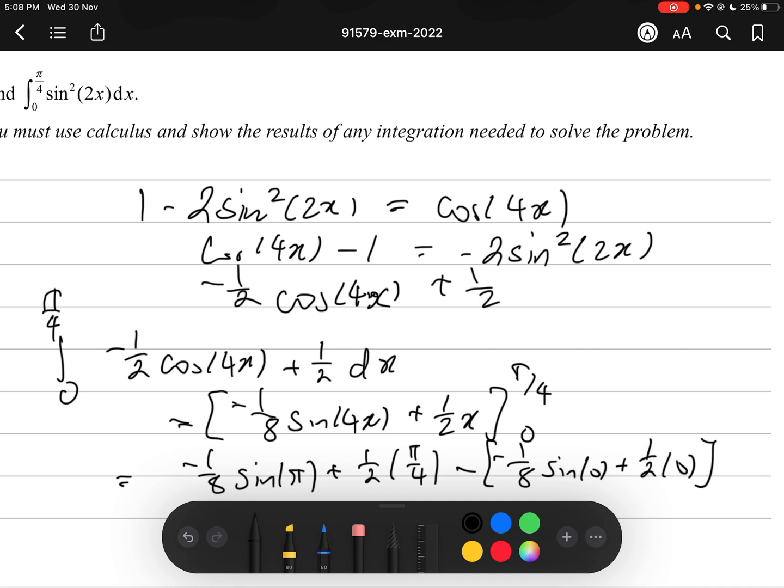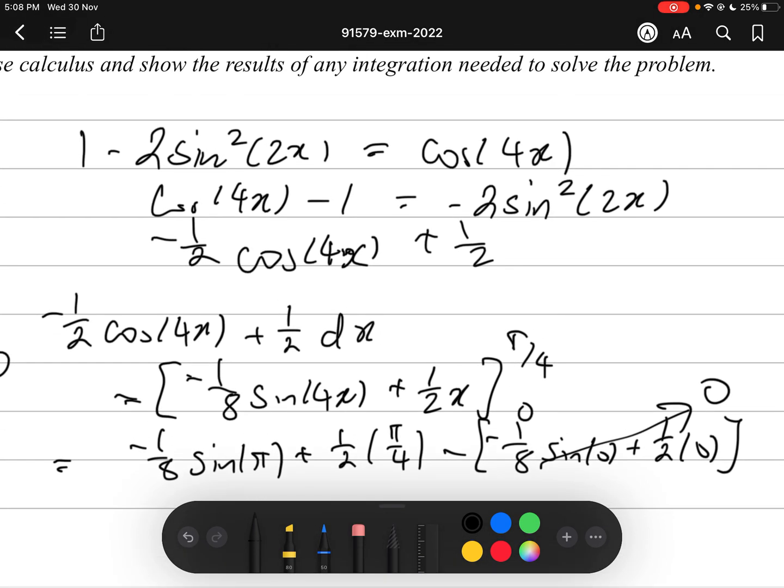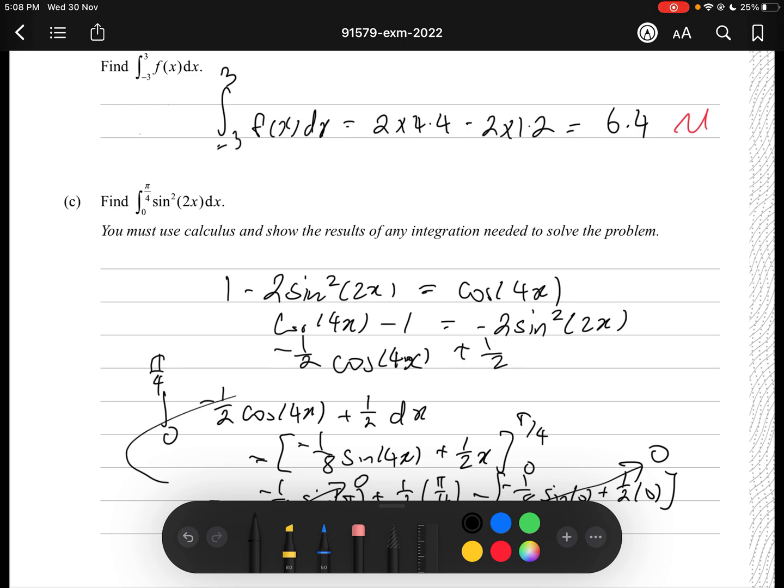So the right hand side here, that's just going to go to 0, since sine 0 is 0 and 1/2 times 0 is 0. Sine of pi is also 0, so that also goes to 0. So in this case, we're just going to have 1/2 of pi over 4, and that equals pi over 8. So that should be your final answer, pi over 8.